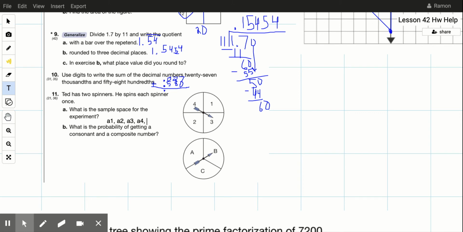Now, what else could you get? With B, with C, make sure you list every single possible combination. And that should be able to help you out in those instances.